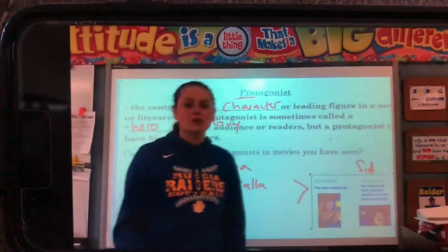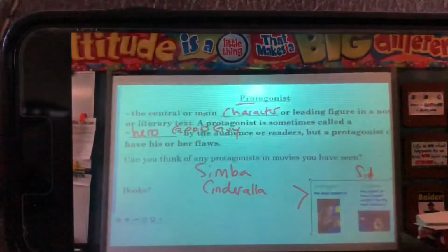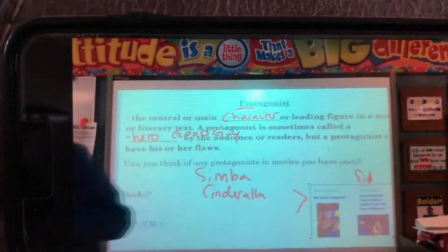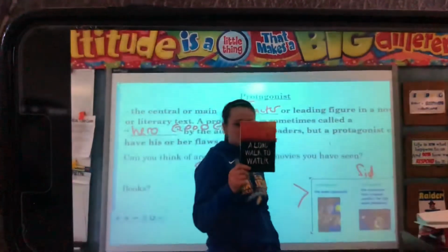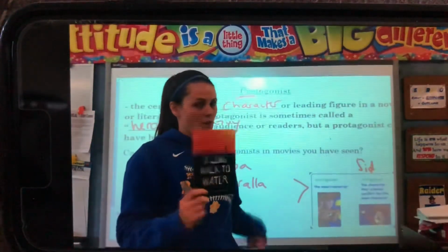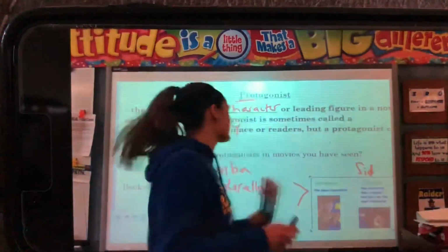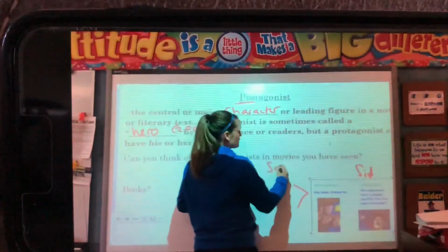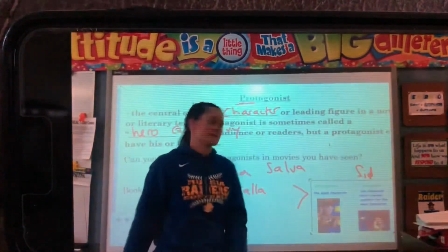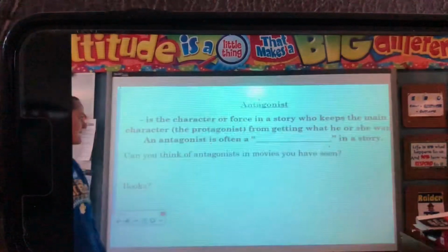Think about our novel Long Walk to Water, right? Obviously, I have that one right here. Do you remember this one? Okay. This one right here, think about who would the protagonist be in this book. Waiting. Salva, right? Salva would be your protagonist, the person you are cheering for in the book to succeed, okay? So that is a protagonist. Let's move on to antagonist.